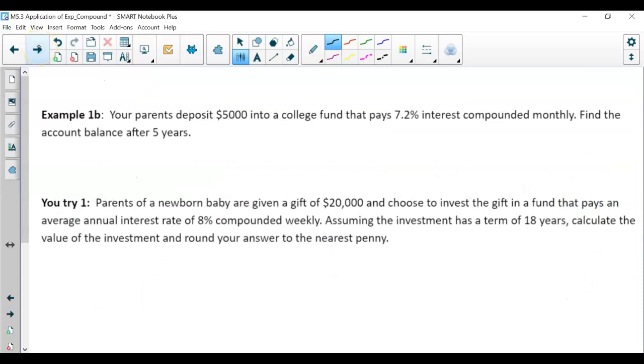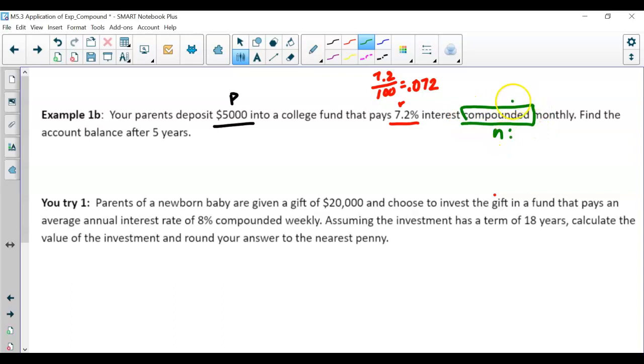So now let's look at example 1B. Your parents deposit $5,000 into a college fund. So the original, we're depositing, that's our start. A college fund that pays 7.2%. So here's our rate, 7.2 out of 100, that is equal to 0.072. Again, dividing, put that in your calculator. Now notice that's your interest compounded.